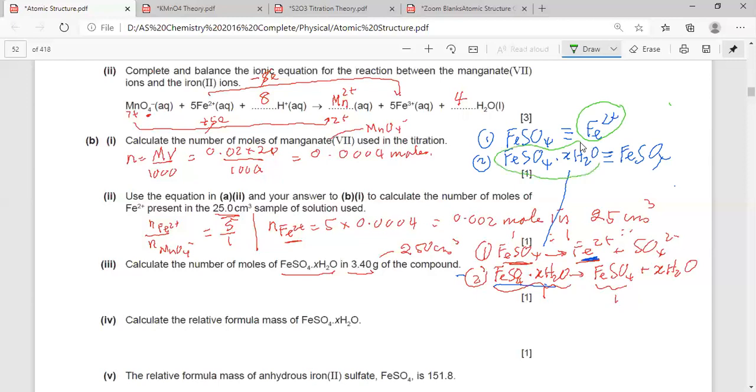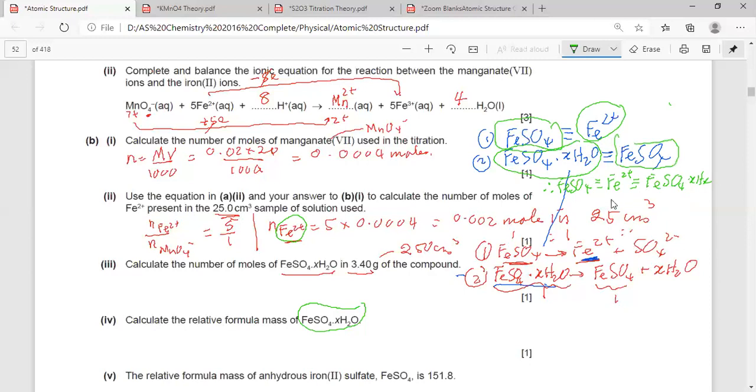Why do I want to do this? Because this one, we calculated, is this one here. So to make it easier for us, I can say therefore 1 mole of FeSO4 is equivalent to 1 mole of Fe2 plus, is equivalent to 1 mole of FeSO4. Because this and this are the same.